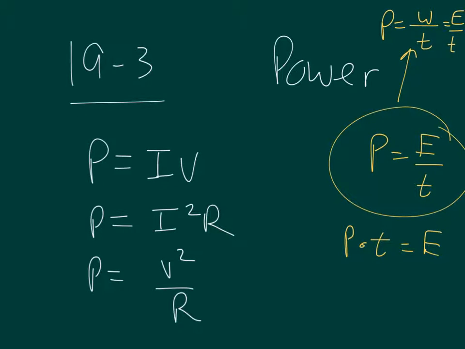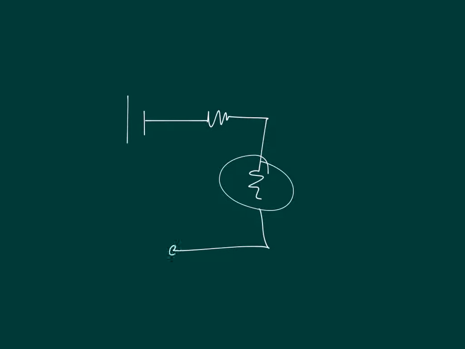I said a battery connected to a toaster. Here's the battery. Connected to a toaster. Here's the toaster. Which is connected to a light bulb. Here's the light bulb. Which is then connected to a switch. I didn't say if it was open or closed, so just draw a switch.